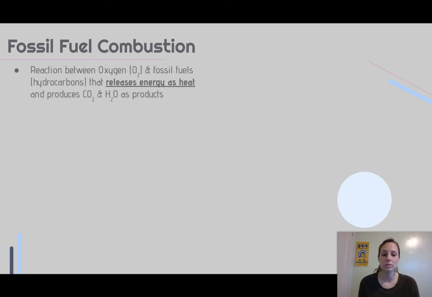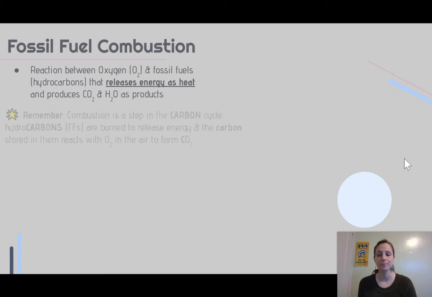This is where we get our energy from fossil fuels, because of this reaction. So you have oxygen molecules and then fossil fuels, which are just hydrocarbons. They are molecules that have carbon with some hydrogen attached to them. We have that oxygen react with those fossil fuels, and this reaction is going to release energy in the form of heat. It also is going to produce carbon dioxide and water as byproducts, but this release of heat is ultimately how we are able to eventually get electricity from this combustion reaction.